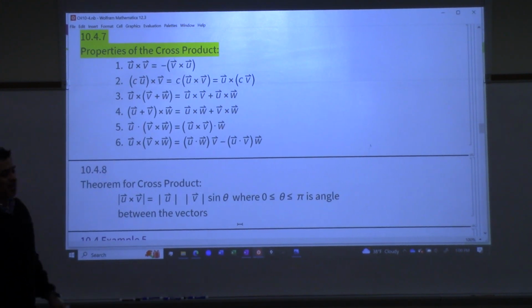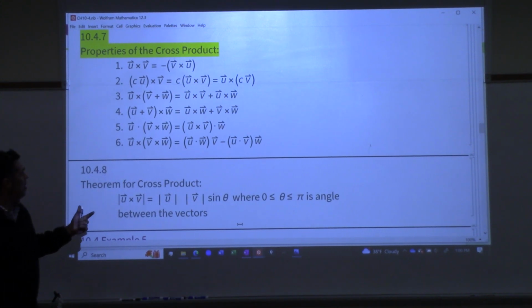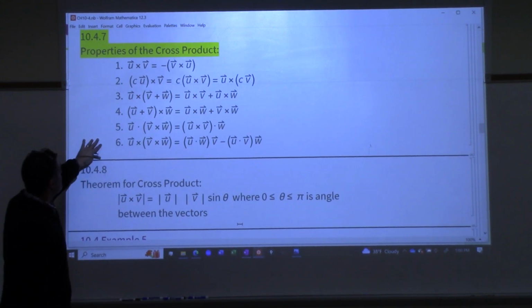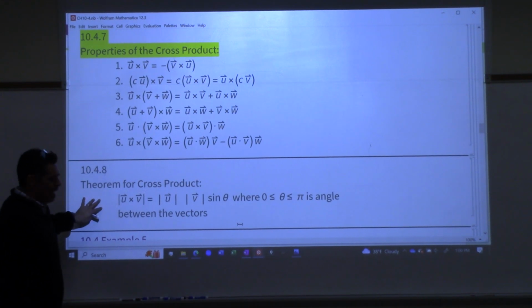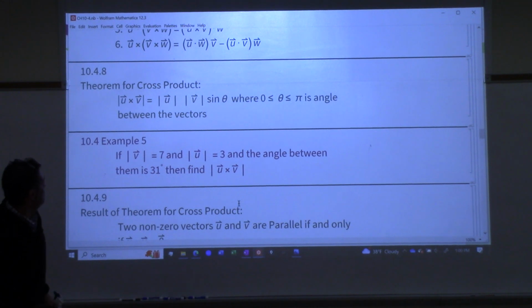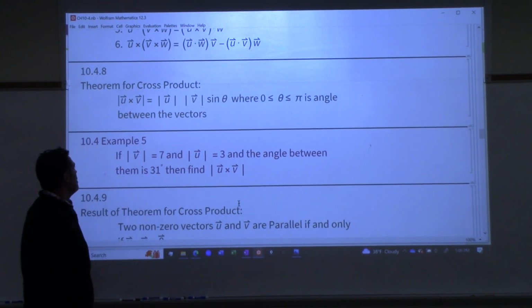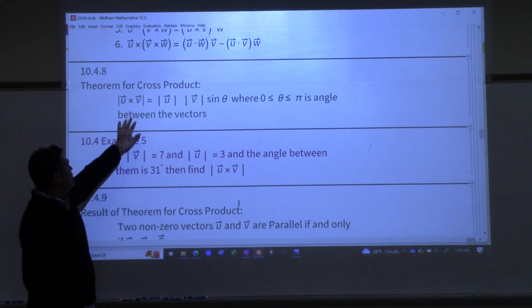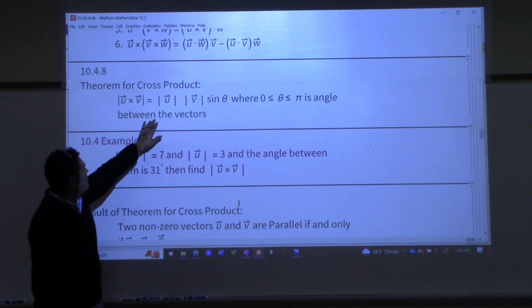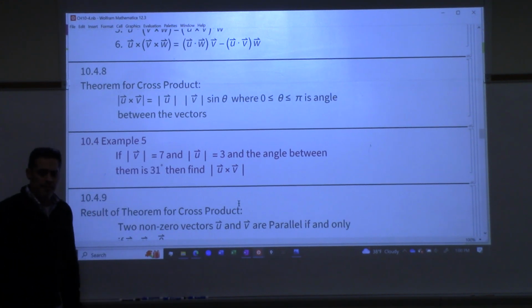Okay, so last class we started talking about the cross product. We talked about how you can compute that by hand, mechanically. Talked about some of the properties of cross products. And this is where I wanted to start: the theorem we have for the cross product, that the magnitude of the cross product is equal to the magnitude of the two vectors times the sine of the angle between them.